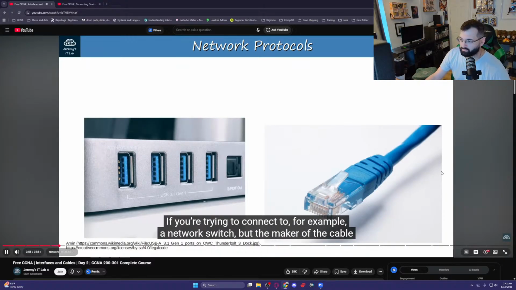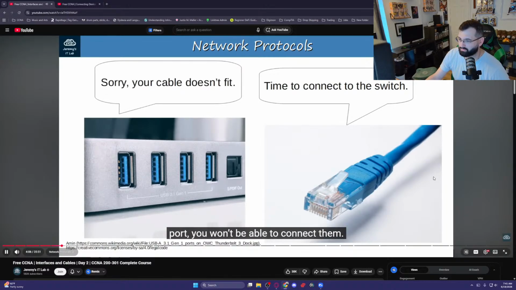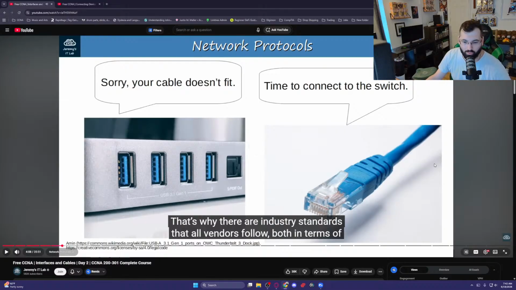Since we're talking about interfaces and cables in this video, here's a more relevant example. If you're trying to connect to, for example, a network switch, but the maker of the cable and the maker of the switch haven't agreed upon the size and shape of the connector and port, you won't be able to connect them.